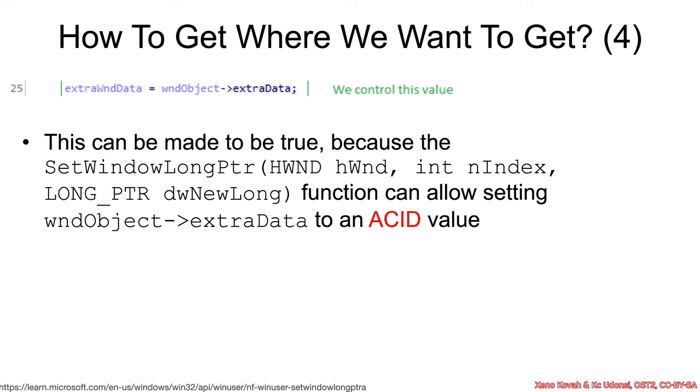Cool. One more thing to get where we're trying to go. We said that we can control this value right here, and that is our target for the control flow path. We want to make sure we get there. We want to make sure this is attacker-controlled, it gets assigned to this, and then that will later on be used.